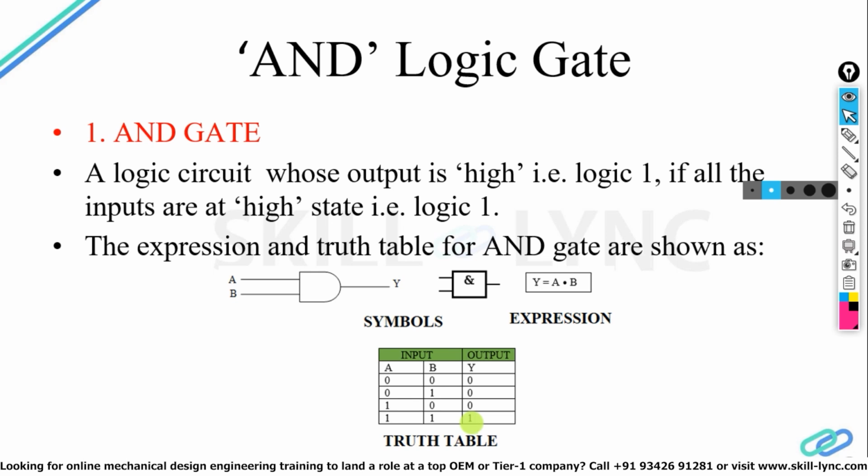So this truth table shows that Y is 1 only in the case when A equal to 1 and B equal to 1. This satisfies the statement that it is a logic circuit whose output is high, that is logic 1, if all the inputs are at high state. There are 4 possible combinations, and we have seen that output is high when all the inputs are high.